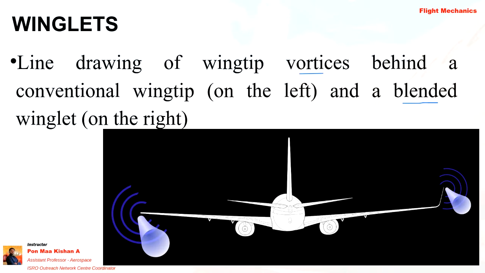If we keep the winglet, this is the root of the winglet and this is the tip of the winglet. This is the root of the wing and the tip of the wing, where the tip of the wing is given as the root of the winglet. The tip of the winglet has a reduction in the vortex formation. Due to that, we can reduce the induced drag.